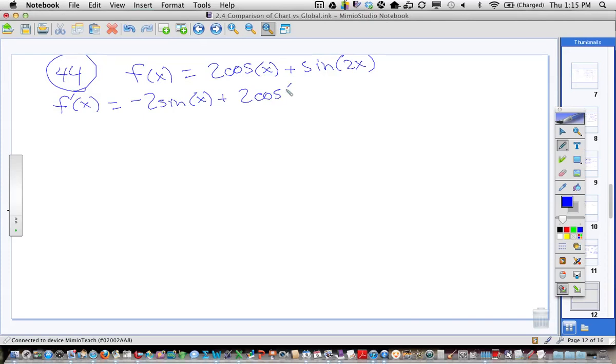So we have to kick out a 2 on that second one. The derivative of sine is cosine. The derivative of cosine is negative sine. And then we've got to set that equal to 0. But we just cannot solve that, or will not solve that, without a calculator.